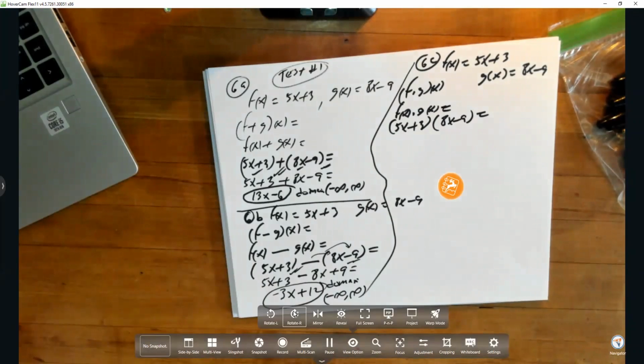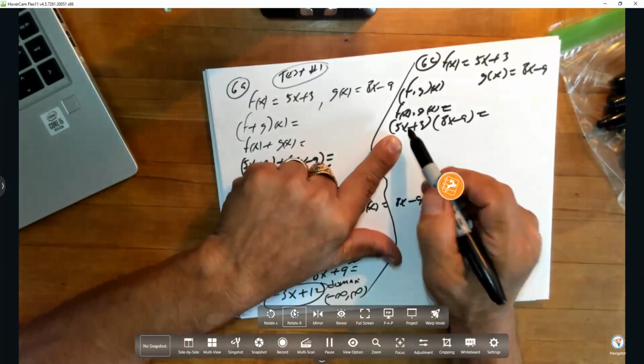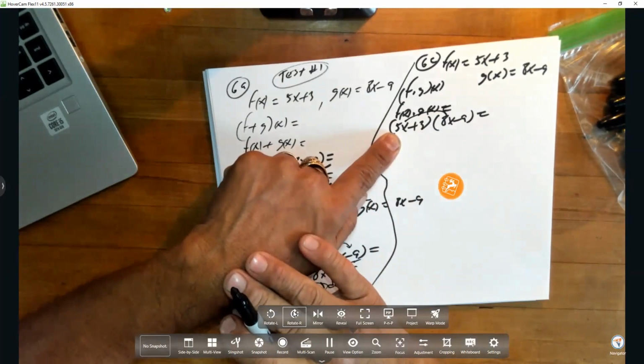So to do 5x plus 3 times 8x minus 9, you can do FOIL or binomial polynomial multiplication. There's a bunch of words. Let me do it the way I do in my class. The first number, see my finger right there? 5x times 8x. What do you think that is? What's 5x times 8x?